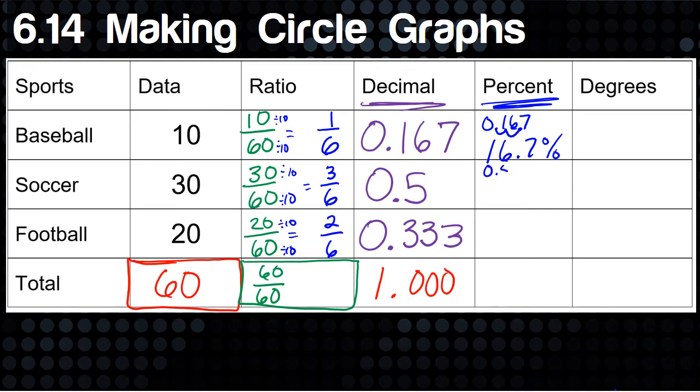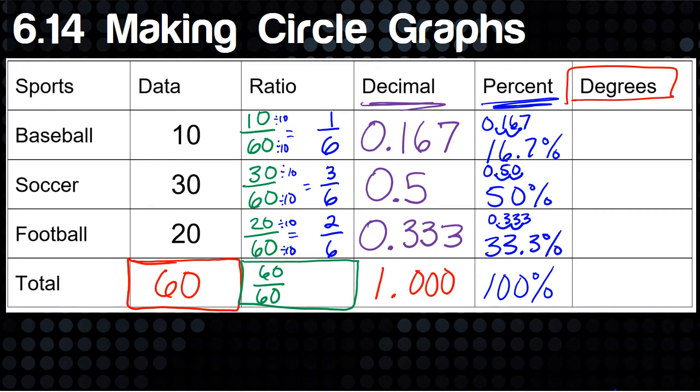So if we did 0.5, let's go ahead and add our 0 in the hundredths place. So when we move it 2 place values, 1/2 is the same as 50%. And then let's take 0.333, move our decimal 2 place values to the right. That gives us 33.3%. And when we add up all 3 of these percents together, it should get us super duper close to 100%.